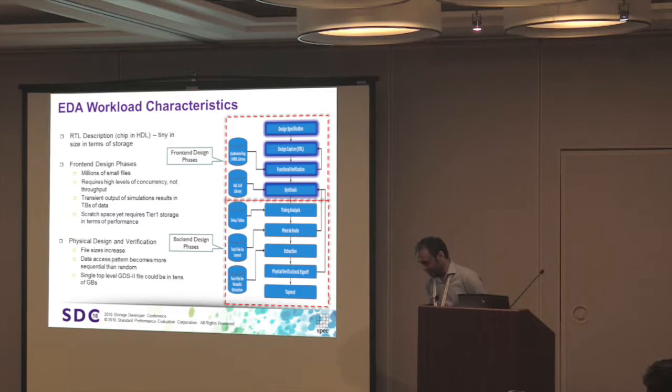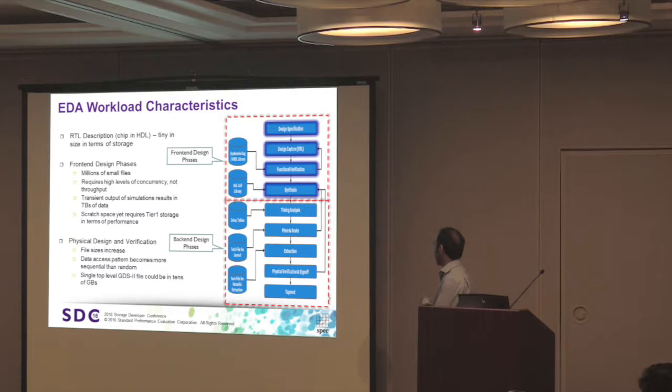So here's the details in terms of the workflow. You will see a similar chart like this if you were to Google for EDA chip design workflow, right? But I'll step you through it quickly, and then I'll tie it into some of the storage characteristics, right? So I'll use a simple example of an adder.